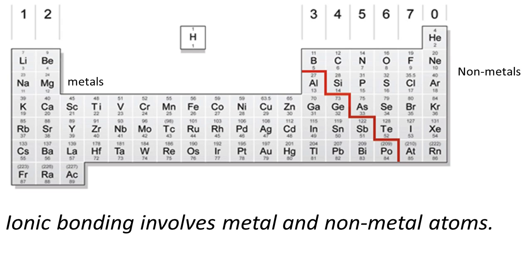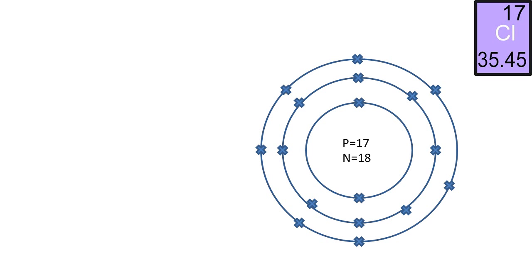Now, if we look at this periodic table here, you can see that to the left of that red zigzag line we've got all the metals. So most of the periodic table is metals. The bit on the right of that is non-metals. And ionic bonding is between metals and non-metals. If you get 2 or 3 or 4 different non-metals, that's called covalent bonding, and we'll do that later on. So ionic bonding is between a metal and a non-metal. So let's go for an example.